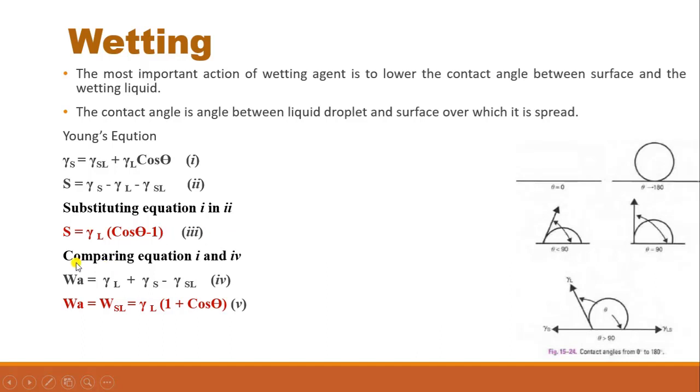Another equation: if we compare equation 1 with equation 4, this equation indicates work of adhesion. We have already discussed work of adhesion in the previous video. Work of adhesion is equal to gamma L plus gamma S minus gamma SL. So if we compare both equation 1 and 4, we will have work of adhesion equal to gamma L into 1 plus cos theta. This equation can also be used for determination of wetting.